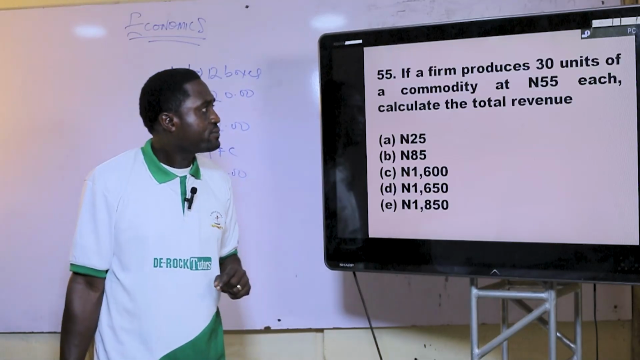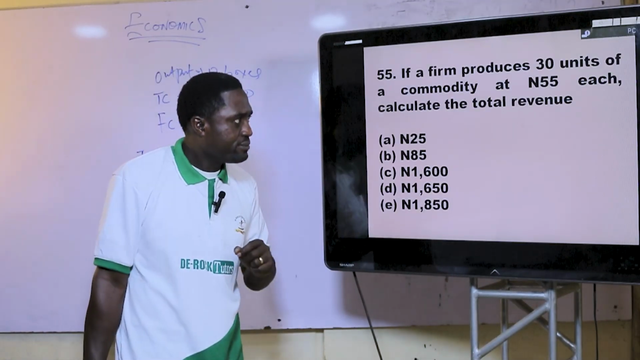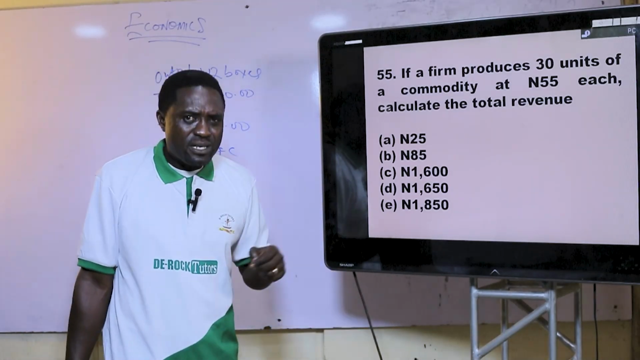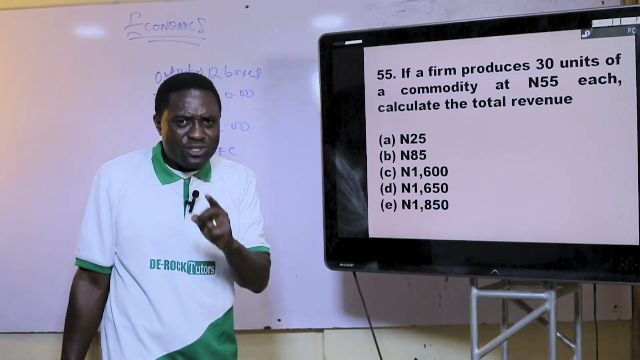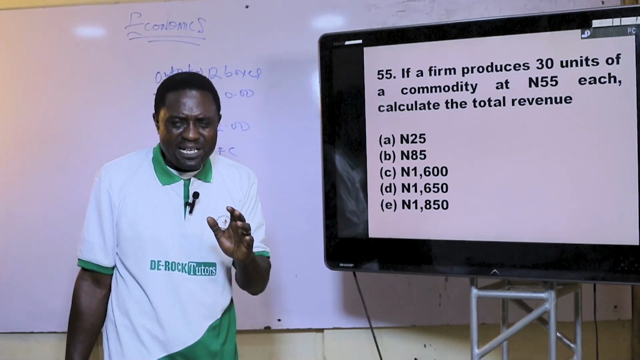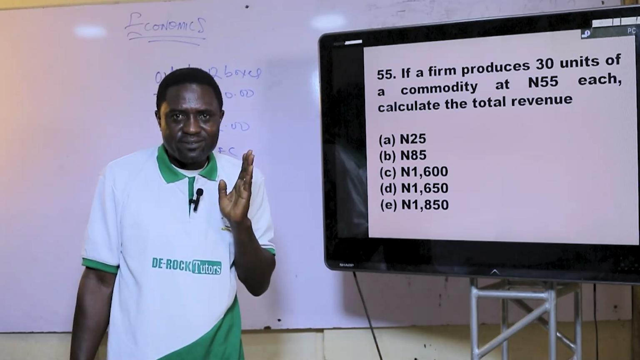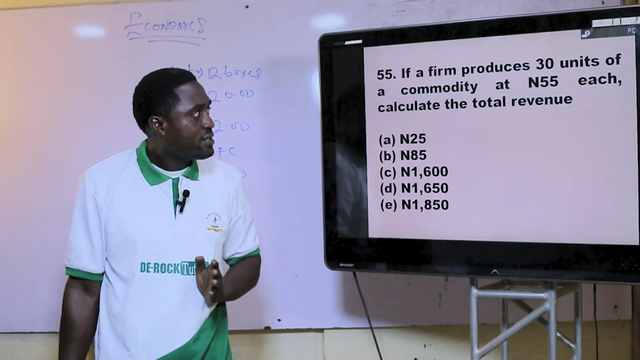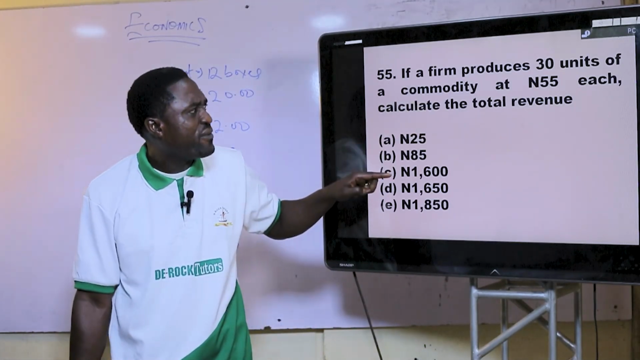The next question. If a firm produces 30 units of a commodity at 55 naira each, calculate the total revenue. I said initially when I started teaching you that getting total revenue is as simple as ABC. Just multiply price and quantity. So your price times quantity will give you total revenue.